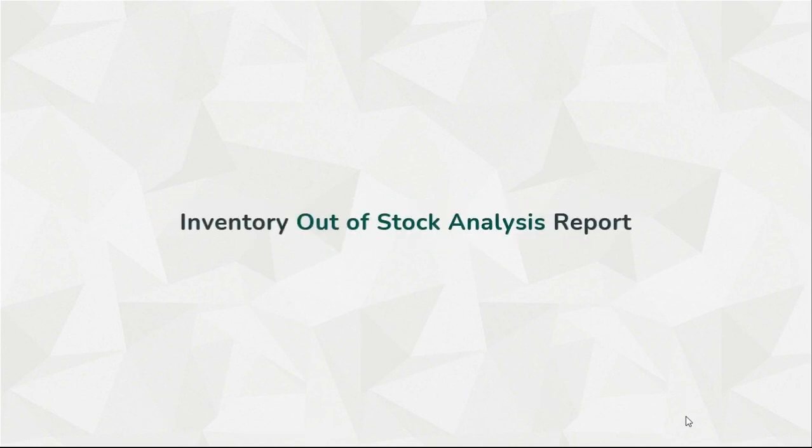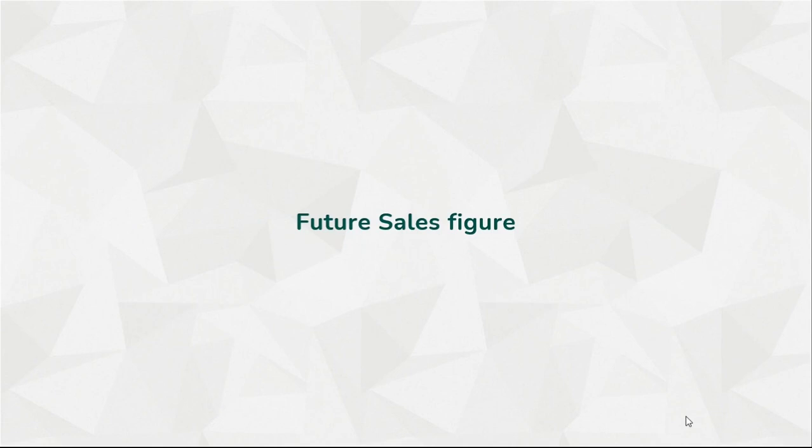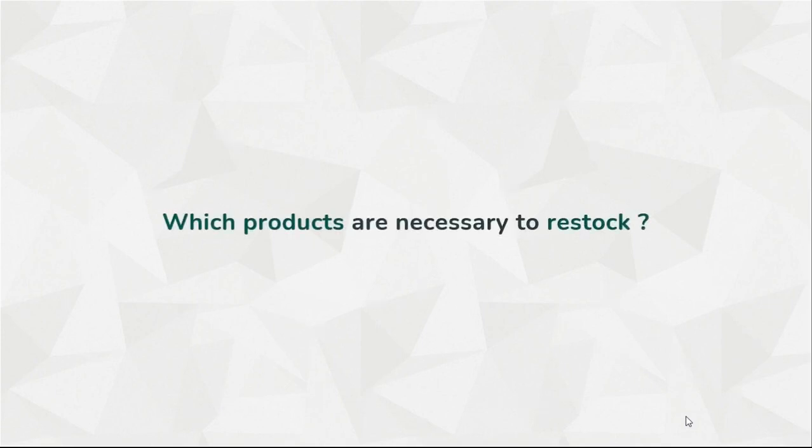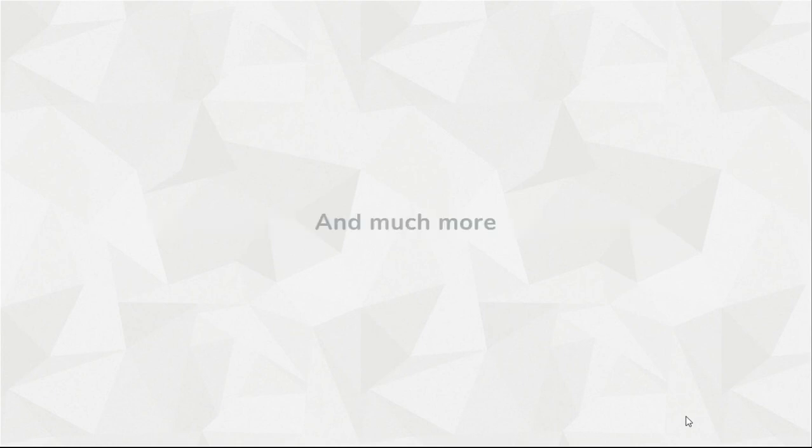Well, the inventory out of stock analysis reports in this solution will help you analyze the number of products that will be out of stock in the upcoming future, along with what quantities you need to have in stock. It also allows you to track the future sales figure of each and every product, that is, which product with what quantity can be sold in the upcoming future, so that you can decide which products are necessary to restock and which products are in sufficient quantity in your warehouses and no need to place a purchase order for those products. It also allows you to measure the coverage days for the available stock and much more.